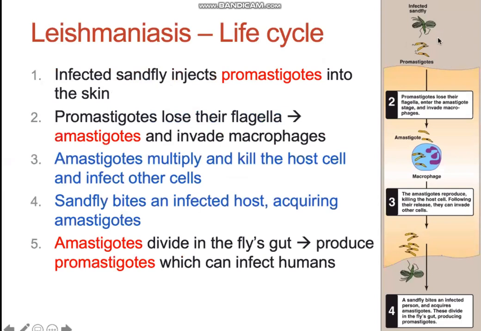Life cycle: you get the promastigotes from the flies. They are then taken up by the macrophages. So this is an intracellular parasite that is taken up by the macrophages in the cutaneous tissues and then goes to the inside of the body. So it can manifest here at the site of injection, and of course it can go systemic.